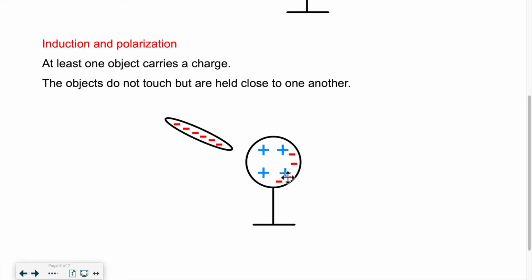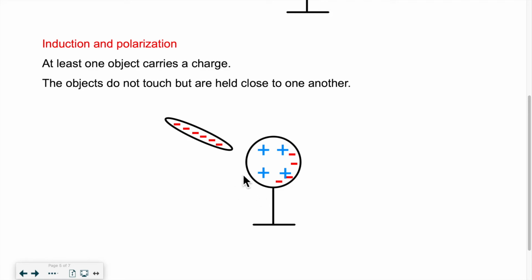The protons are not moving. They're stuck in their atoms. Okay, so the protons never move. So what do I have here? Well, I have a sphere that is now kind of positively charged on this side, but is more negative on this side. So what happens is by bringing this rod over, which we call induction, we cause polarization.